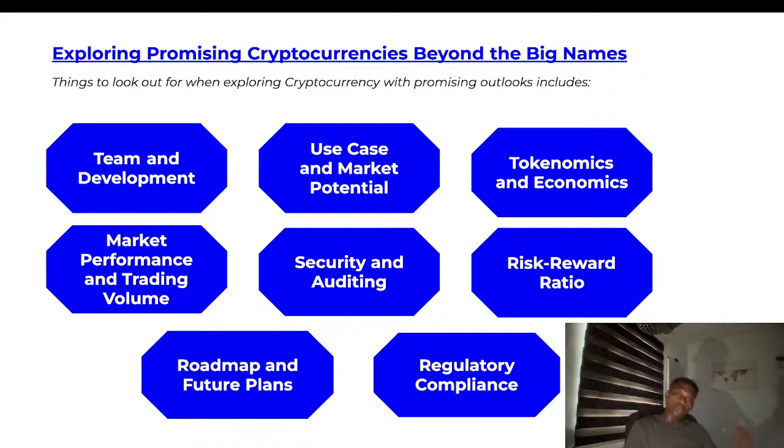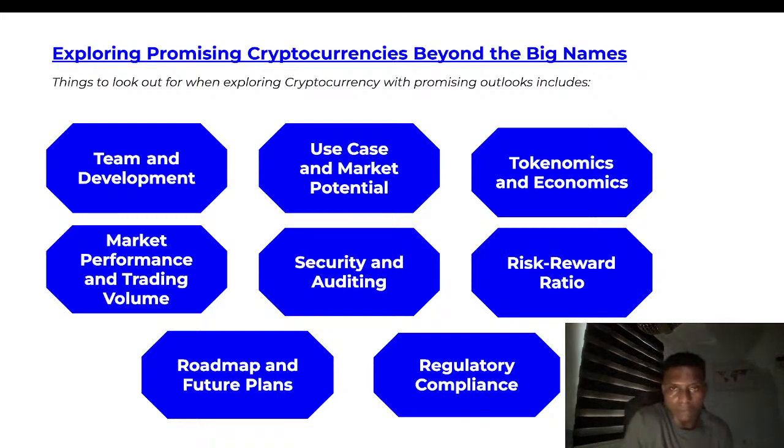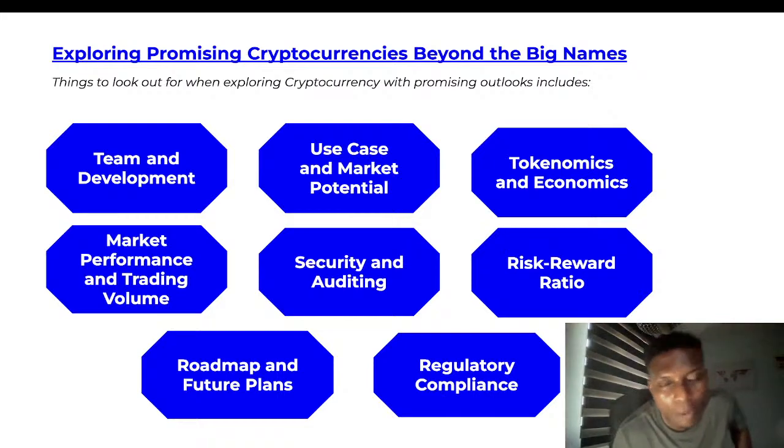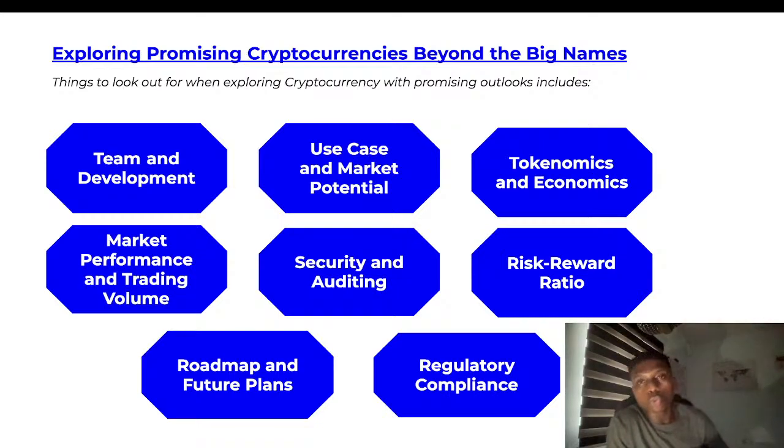Then you look at the tokenomics and the economics. Now you try to understand the demand and the supply gameplay within the ecosystem. Numbers of tokens that will be released. Now, how many tokens are being released into the ecosystem? And then how many of these tokens, of these coins, will be released gradually? And how will they be creating scarcity that will drive up price?